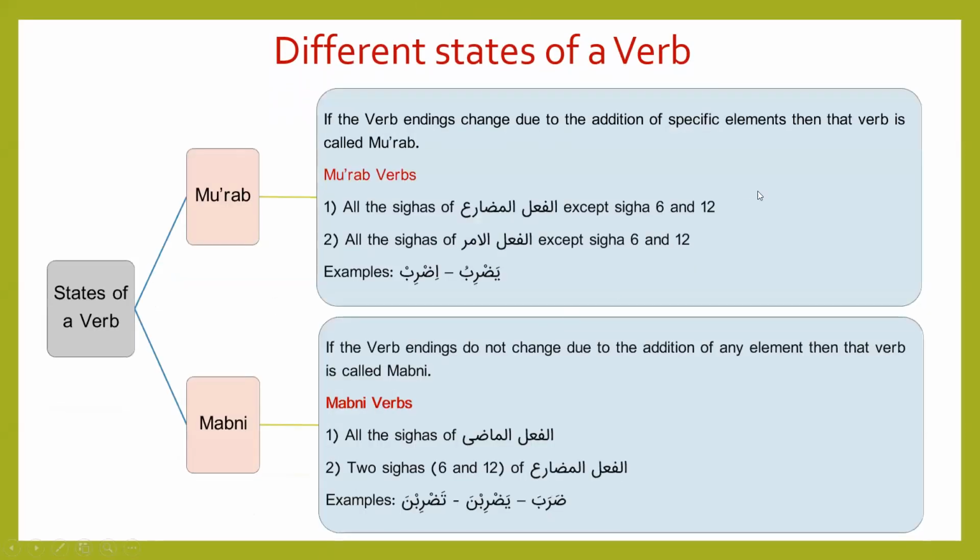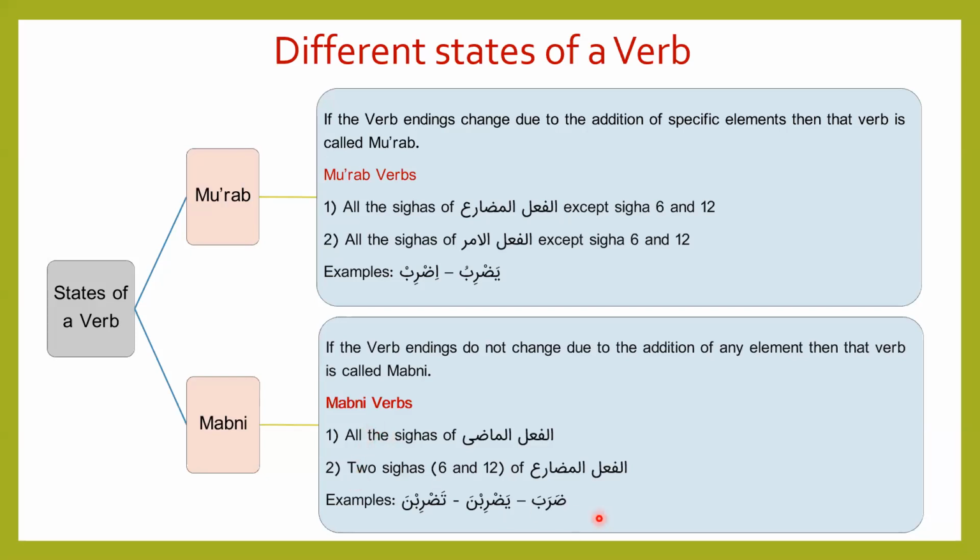So if the verb endings do not change due to the addition of any element, then that verb is called mabni. For example, all the sighas of fi'l madi are mabni verbs: daraba, darabā, darabū, darabat, darabatā, darabna, darabta, darabtumā, darabtum, darabti, darabtumā, darabtunna, darabtu, darabnā. All the sighas are mabni. What does it mean? That they will never ever change. Daraba will remain daraba.